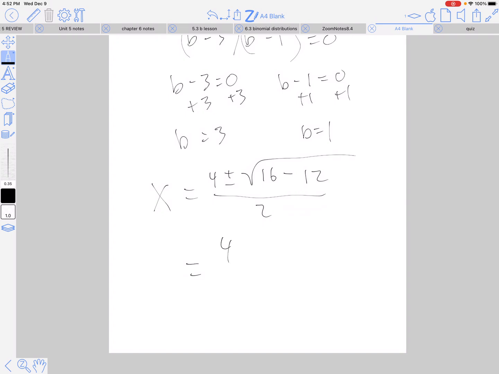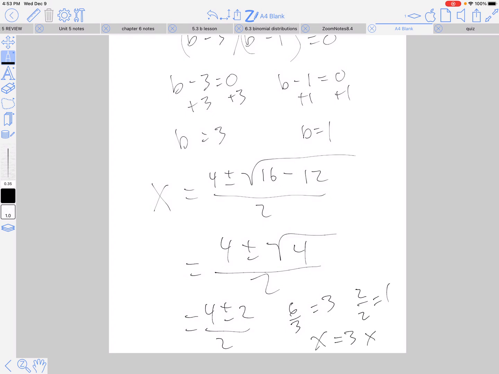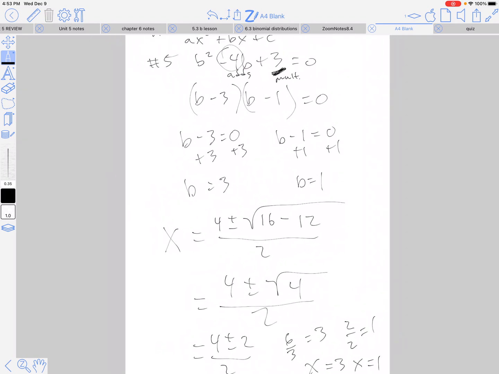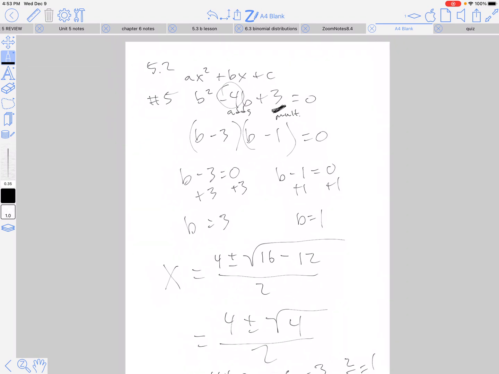So then we do 4 plus or minus the square root of 16 minus 12, which is 4, over 2, which would be 4 plus or minus 2, square root of 4 is 2, over 2. So we have 4 plus 2, which is 6 divided by 2, which is 3. Then we have 4 minus 2, which is 2 over 2, which is 1. So we'd have x equals 3, x equals 1. So either quadratic formula or factoring for 5.2.